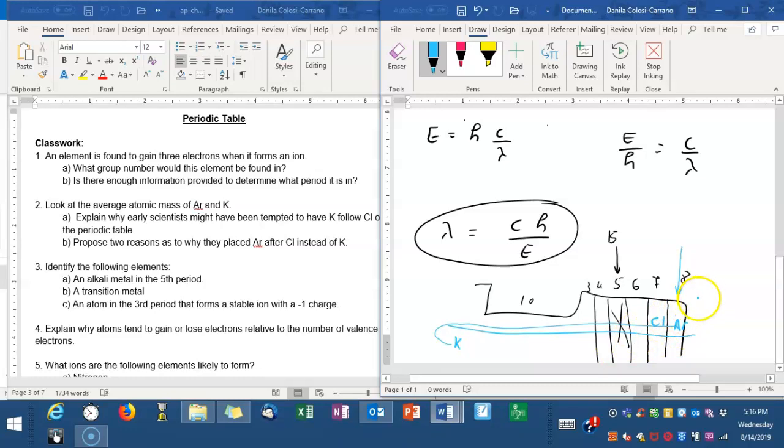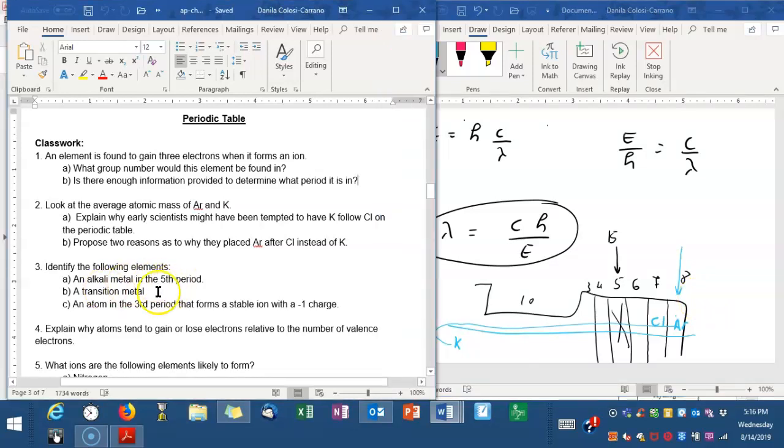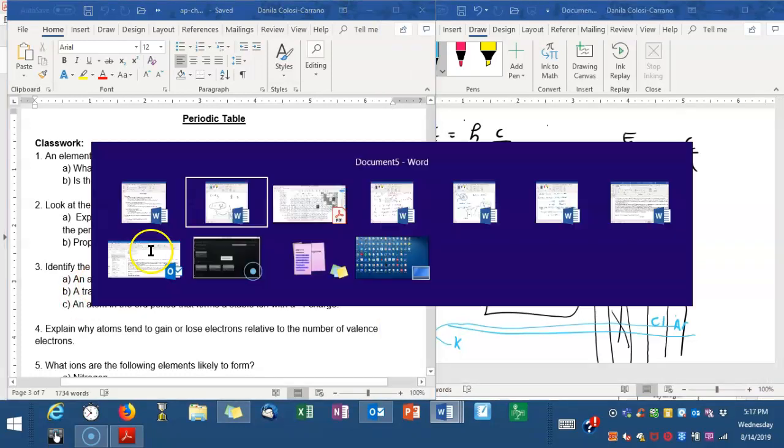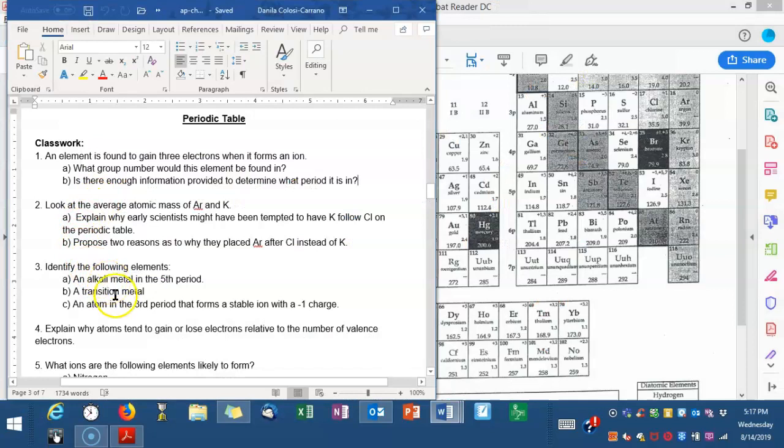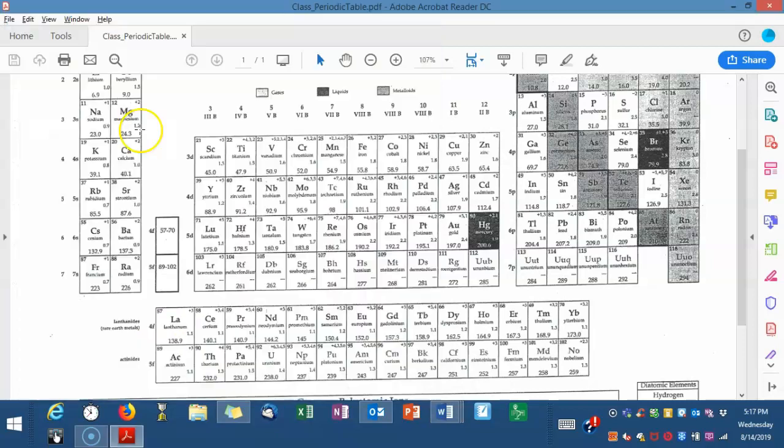Identify the following element. An alkali metal in the 5th period. Alkali metal means you have to be here. This is the alkali metal. Fifth period, so it has to be rubidium. Then a transition metal, that could be any. And then an atom in the third period that forms a stable ion with a -1 charge. Third period, so we're right here, -1. So that has to be this one.